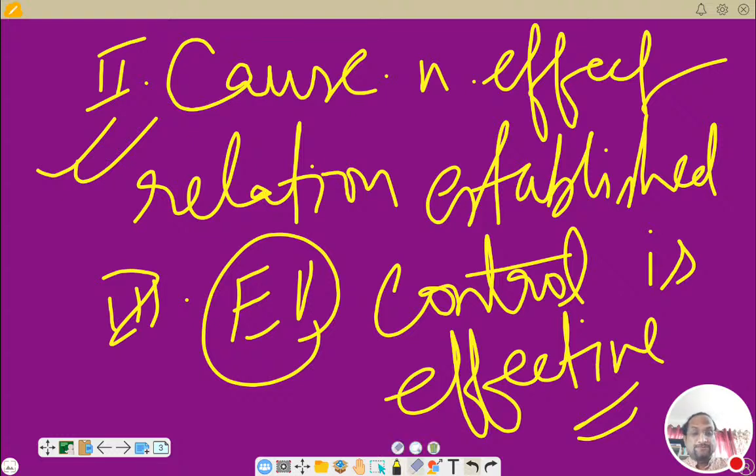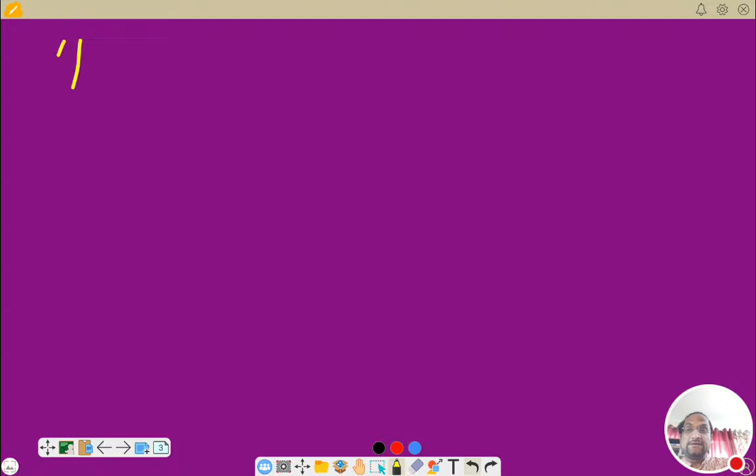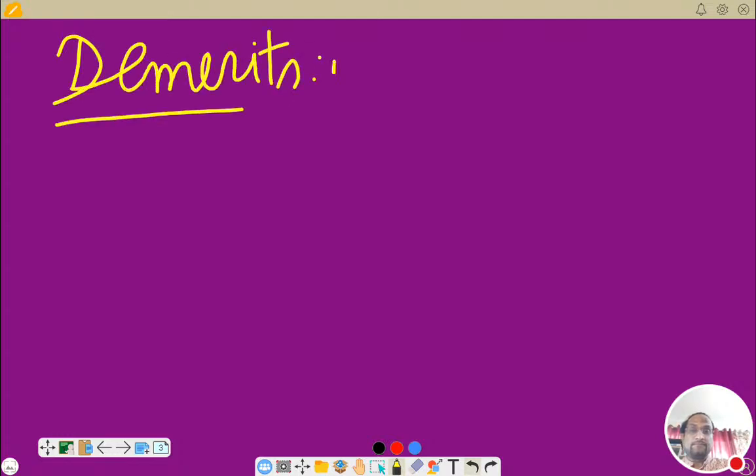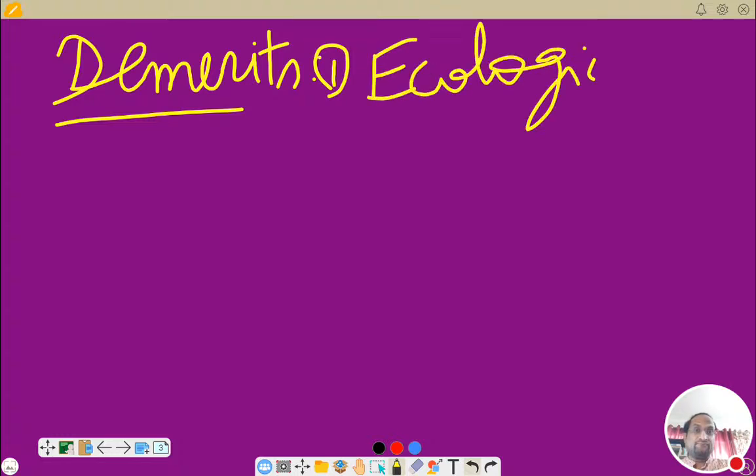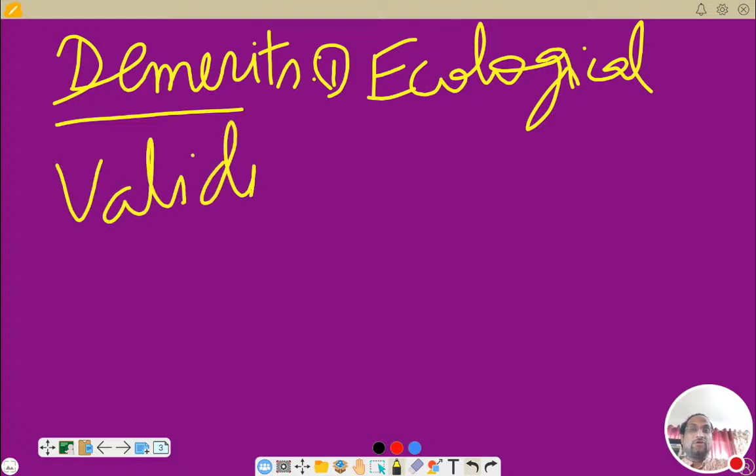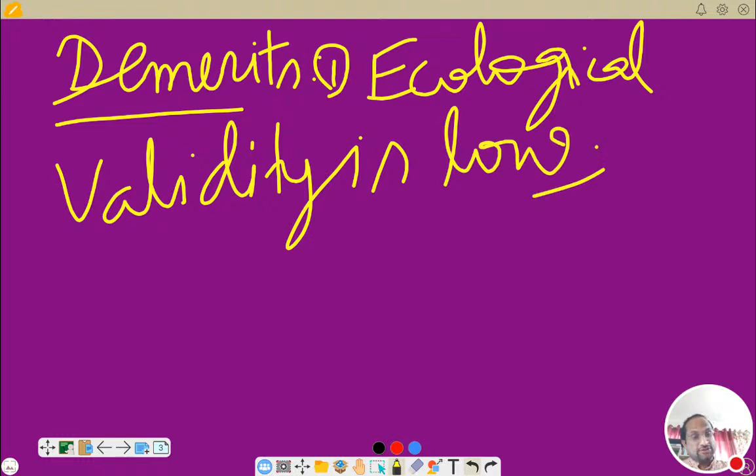As we have already talked about, weaknesses, that is demerits. Ecological validity is low. Ecological validity, the validity in the real world, that is very low, as we understand that it's a straight-jacketed controlled environment in the lab which cannot be replicated, which cannot be compared to the real world scenario.